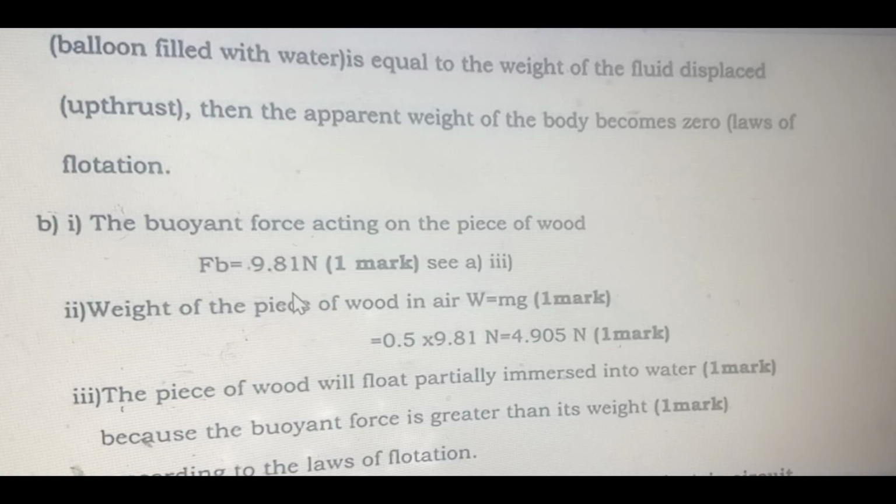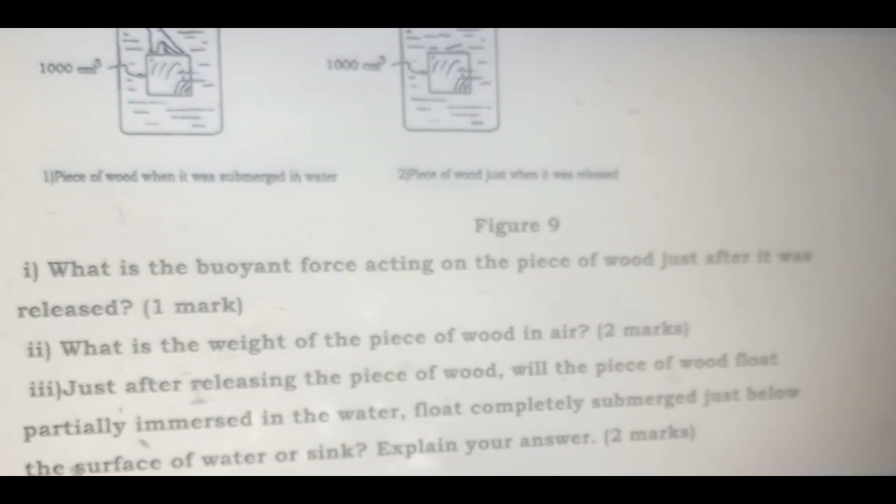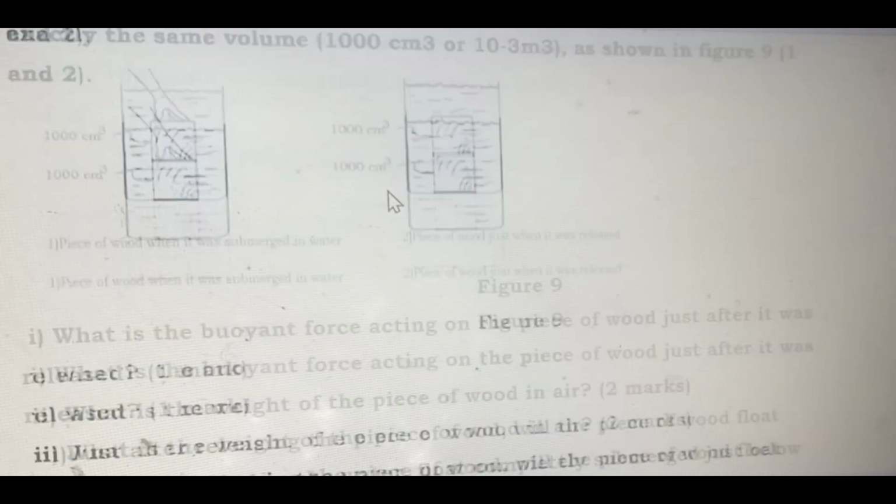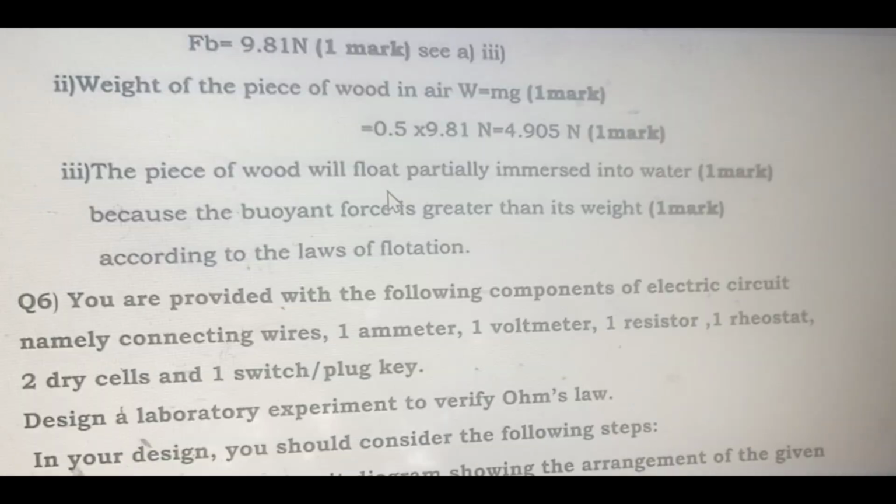As you see here. And also I2. What is the weight of the piece of wood in the air? As you know, weight is equal to mass times gravity. The weight of the piece of wood in the air means mass of wood times gravity, where acceleration due to gravity is 9.81. You see that we get 0.5 times 9.81 Newton, which is 4.9905 Newton.